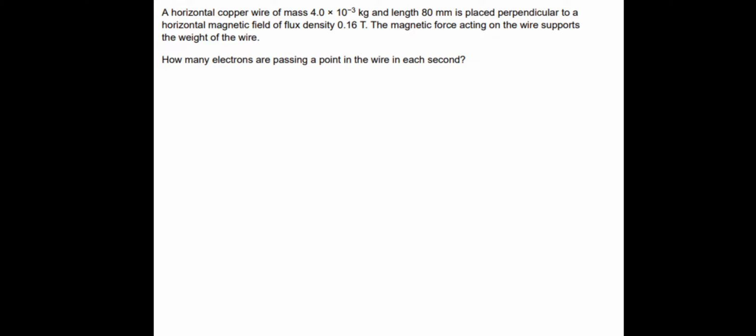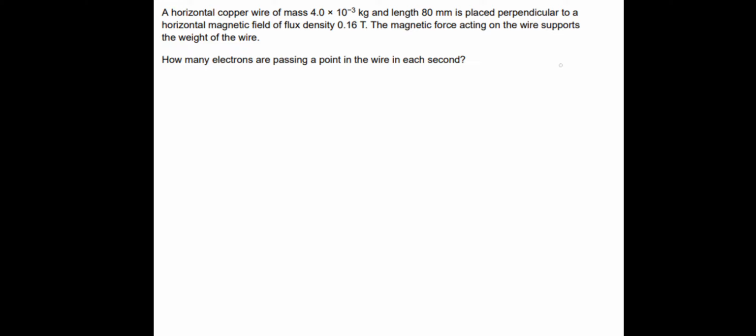A horizontal copper wire of mass 4 times 10 to the minus 3 kilograms and length 80 millimeters is placed perpendicular to a horizontal magnetic field of flux density 0.16 Tesla. The magnetic force acting on the wire supports the weight of the wire. How many electrons are passing a point in the wire each second?